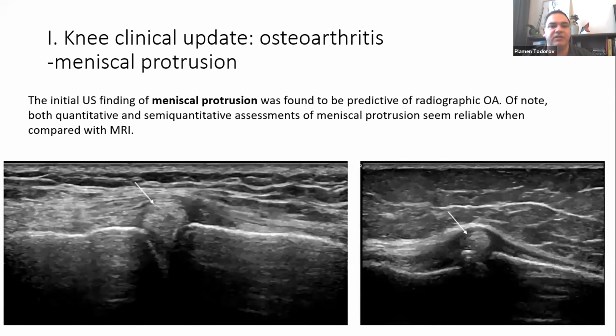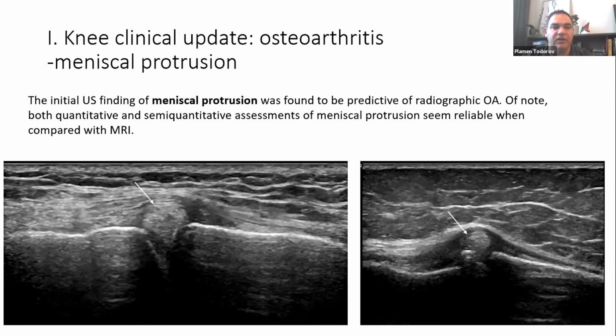The next domain is meniscal protrusion. The literature shows that the initial ultrasound finding of meniscal protrusion was found to be predictive for radiographic osteoarthritis. Both quantitative and semi-quantitative assessment of meniscal protrusion seem reliable when compared with MRI. So again, meniscal protrusion as a part of knee osteoarthritis, as you see here on this scan and here on the other one, can reliably be assessed by ultrasound.